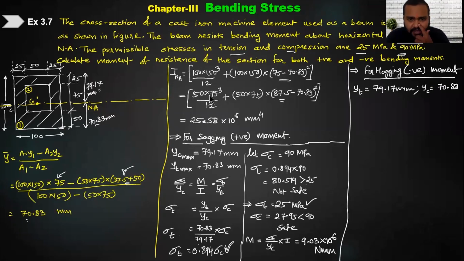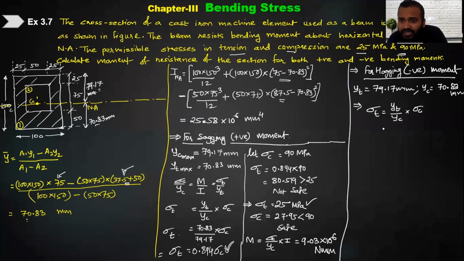We people do not pay attention whether we are open or not. So yt and yc: yc is 70.83 mm. Okay. So now what next? What do I have to do now? Again I know the relation now. There is no need to find this relation again. We have already done it. So we know that sigma t must be what? yt by yc into sigma c.